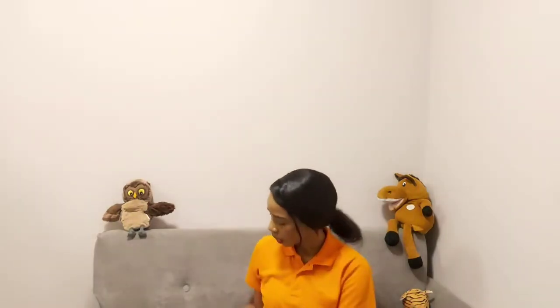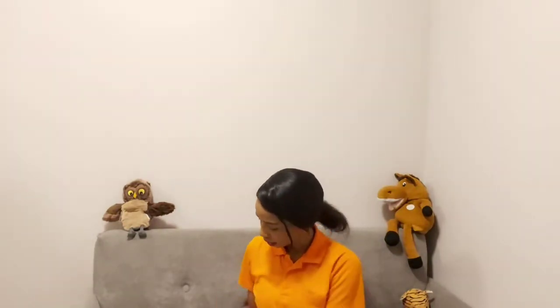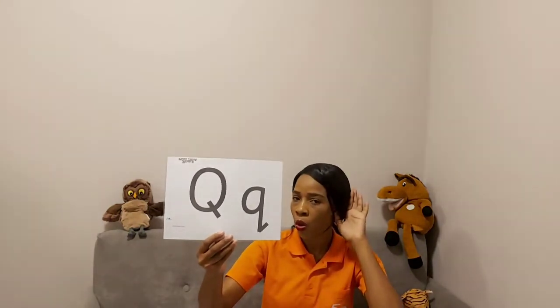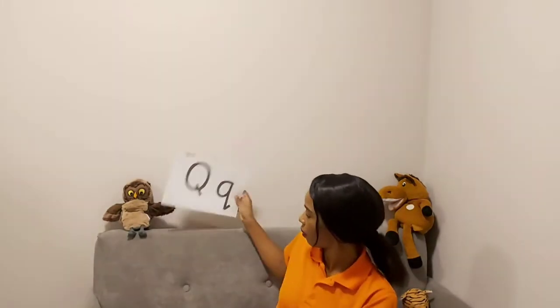All right, so let's go ahead with our lesson today. We are going to learn how to write the letters Q, R, and S. But before we do that, I would like you to revise with me the letters Q, R, and S, and also the vocabulary. All right, so what letter is this? Q. And what sound do we get from the letter Q? Qu, qu, qu, qu.